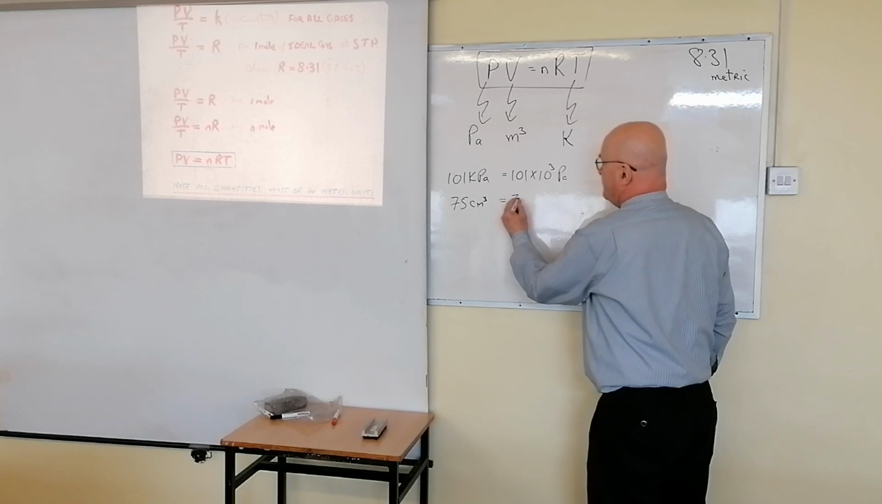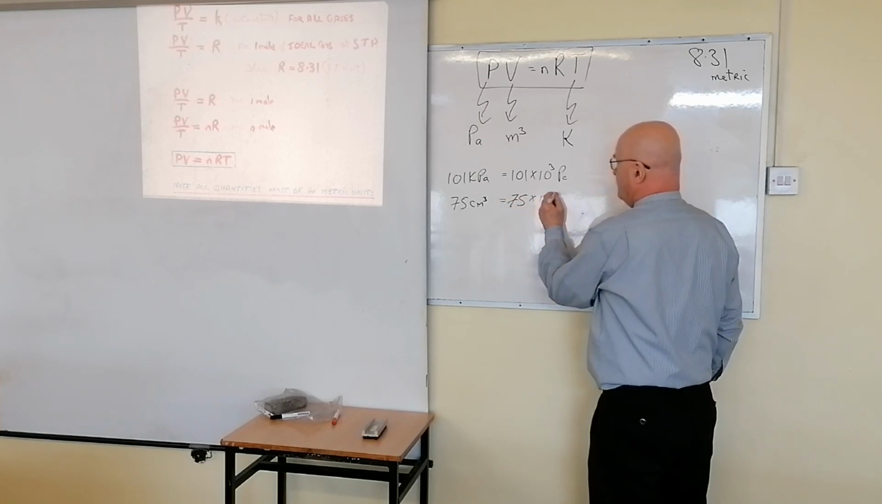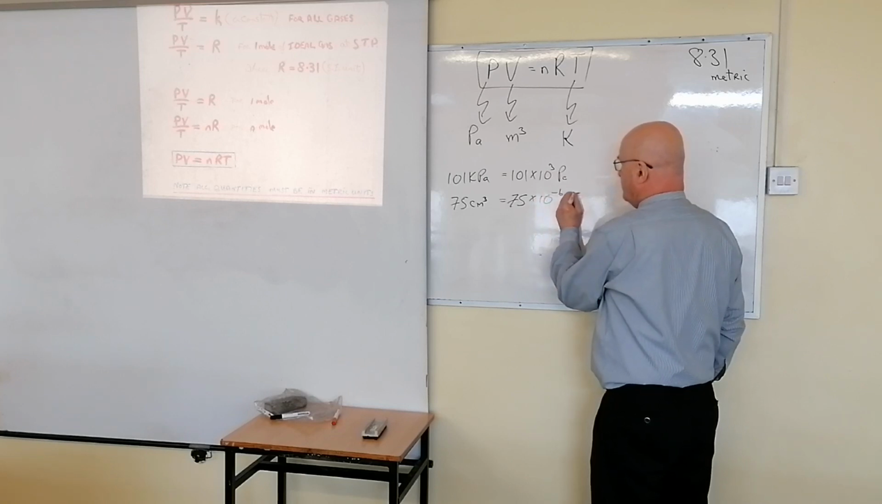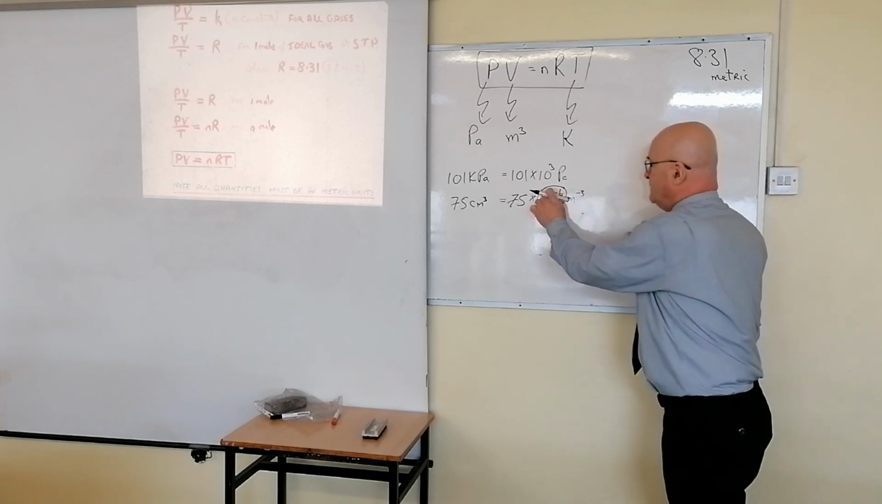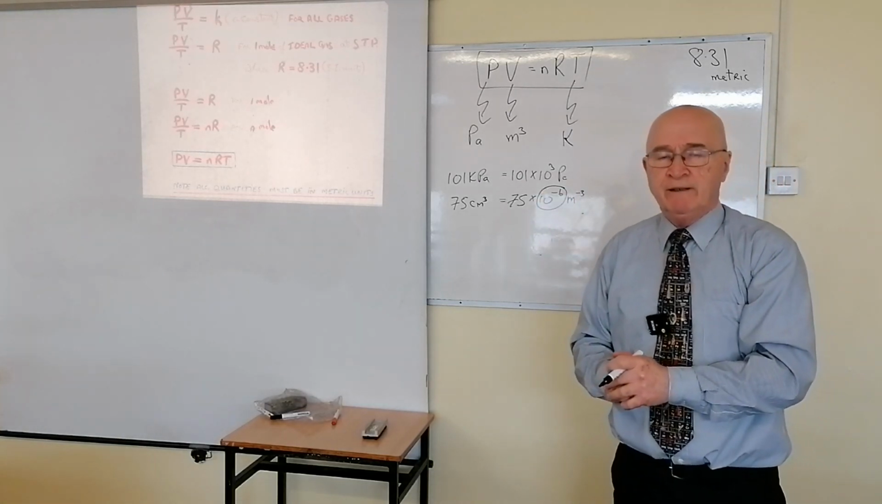And that would be 75 by 10 to the power of minus 6 meters cubed. Now, that's the figure I want you to watch. Okay? 10 to the power of minus 6. There are 1,000,000 centimeters cubed in a meter cubed.